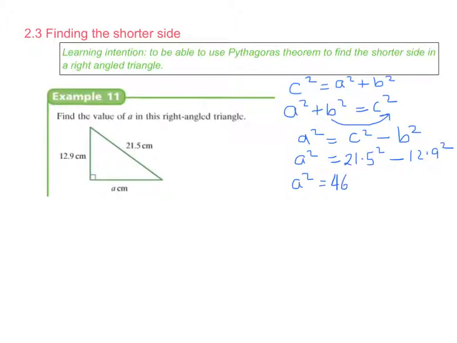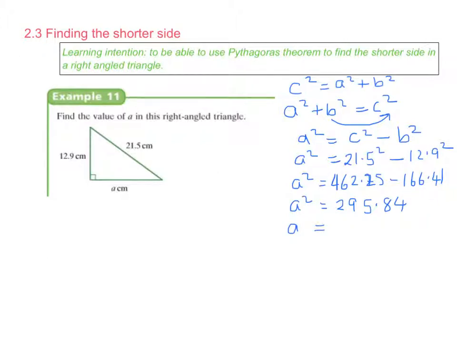It's 462.25. Take away 166.41. So I've put them in the calculator. Now I get a squared. I take those away and I end up with 295.84. Now don't round it off until we get right to the very end. So I've got that. Now that's an a squared.